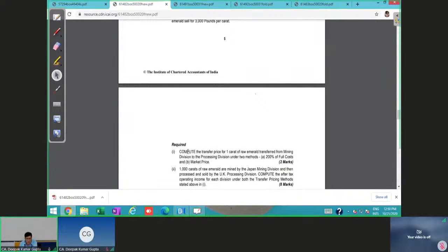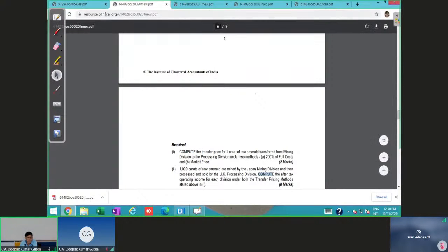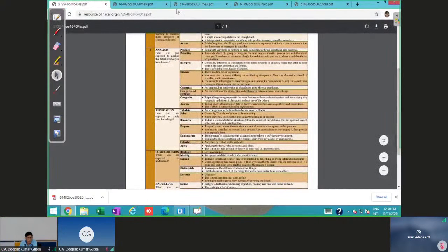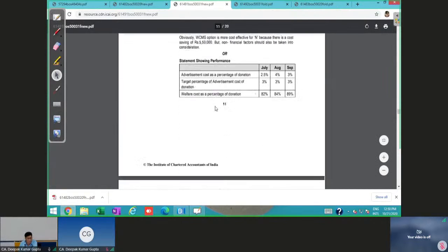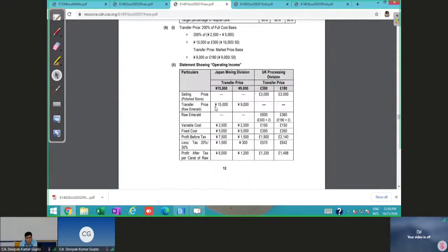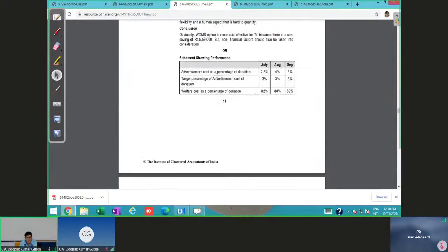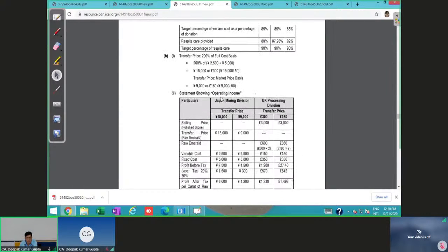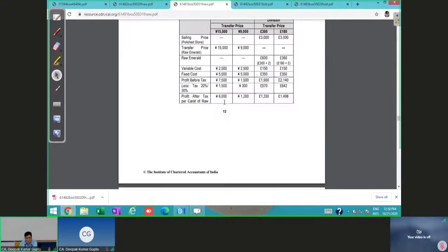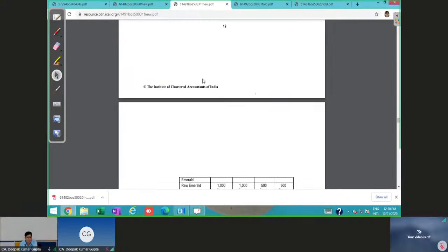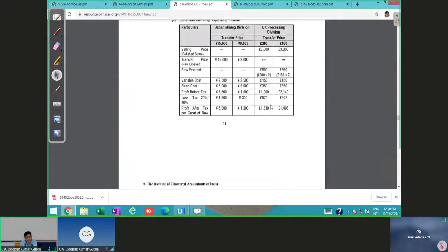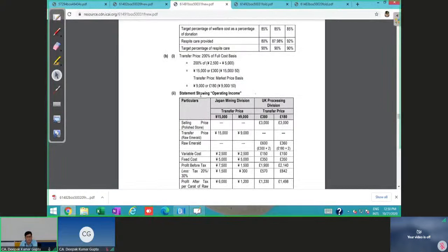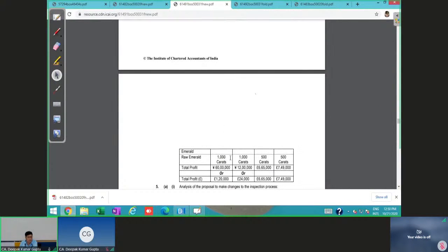This question is simply based on computation. Transfer pricing question. See, no explanation or analysis has been given in the answer. Only calculations have been given, because the question requires you to compute, so we have computed the figures only. No analysis is needed in this question.